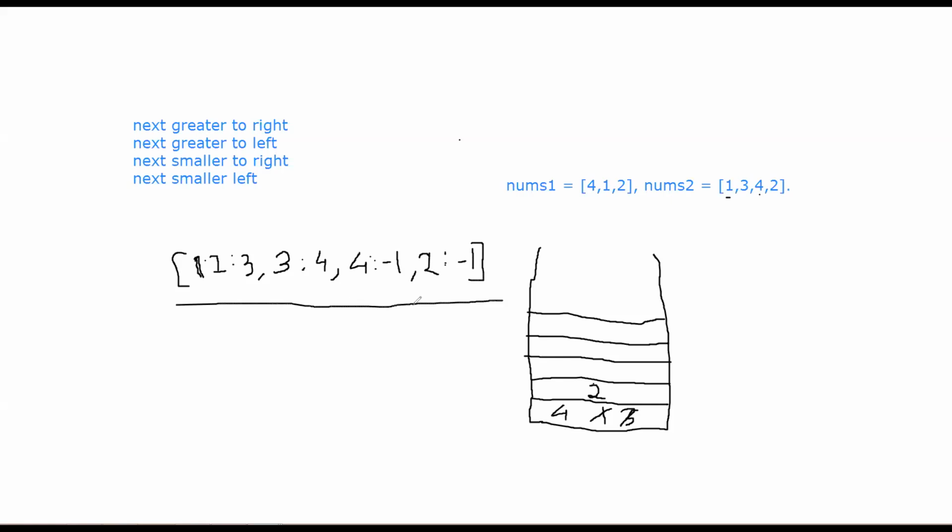So we got the respective next greater element for each and every element in nums2. Now the question just wants the next greater element for these 3 elements. So I'll simply run a loop for nums1, and I'll make a result array.